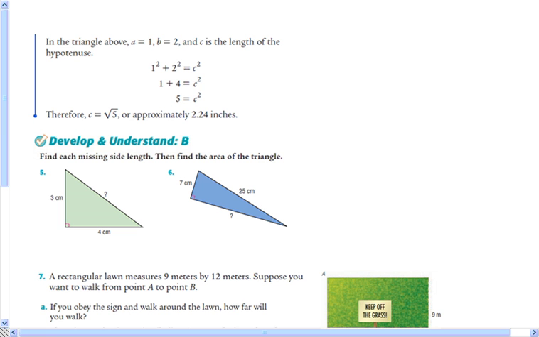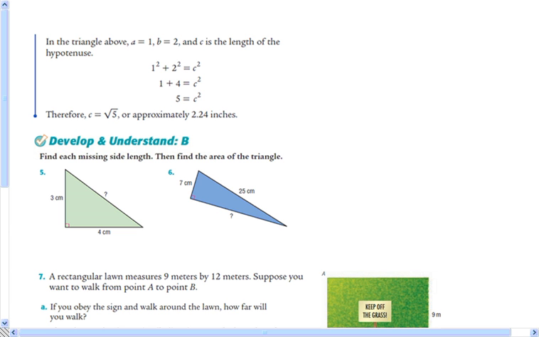Here's that example I just did. Sometimes you're given a leg and the hypotenuse instead. I'm going to leave number 5 for you to do, and you can go ahead and do that now if you want. Pause here. Number 6, if you think you know how to do number 6, go ahead and do that.